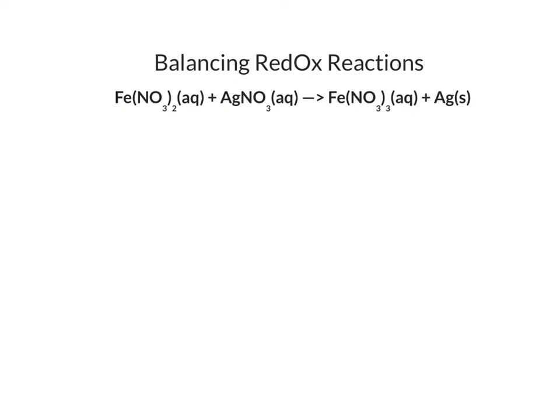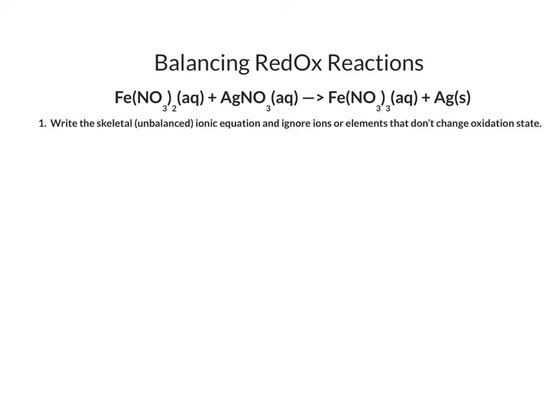There are several different ways to go about balancing redox reactions. In this video, I am going to talk about one particular way using half reactions. So we're going to go through a series of steps that will allow us to balance any redox reaction using this particular method. The first step in balancing this redox equation is to get rid of spectator ions.